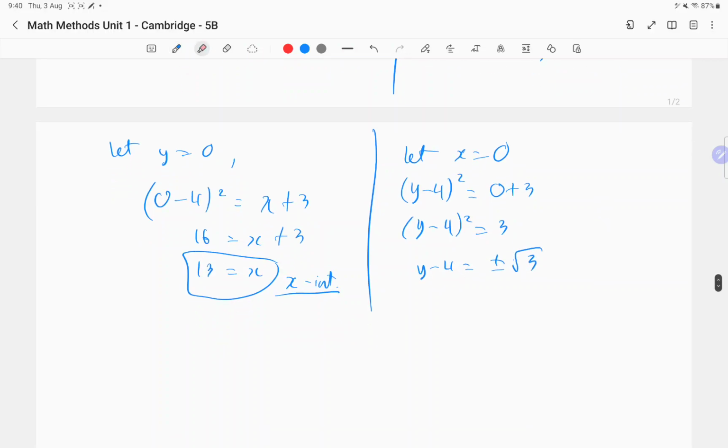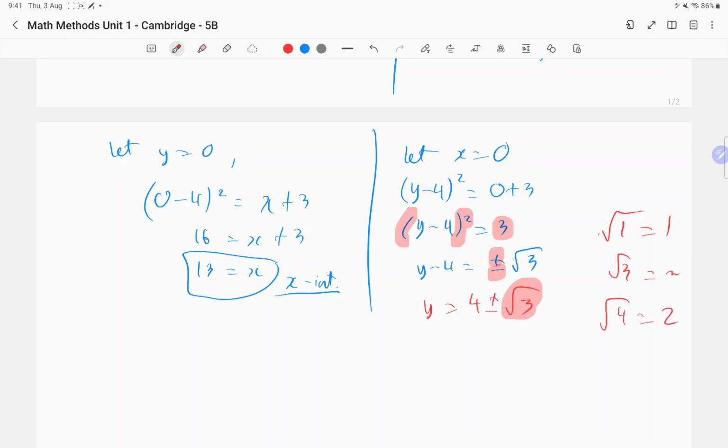Remember, when you square a number and you get another number, the original number could be either the positive or negative square root of the other number. So y would be 4 plus or minus the square root of 3. Now, the square root of 3, if you haven't guessed, will be about 1 point something. Just a quick recap: the square root of 1 is 1, the square root of 4 is 2, so the square root of 3 is somewhere in between, which is 1 point something.